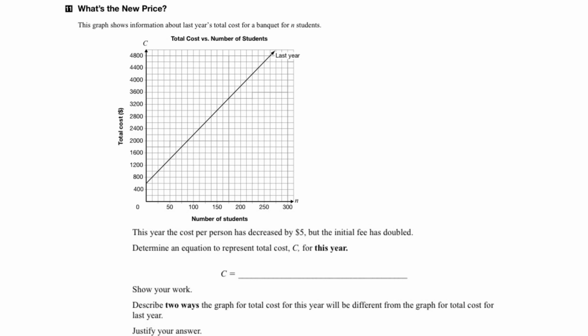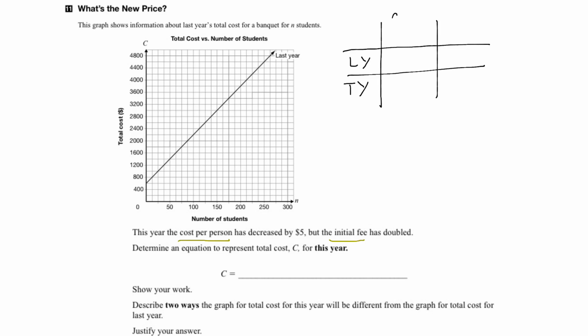Okay, well, the first thing we notice is the graph is linear, and it involves a rate, which is a cost per person, and it also involves an initial fee. So let's set up a table here that looks at last year versus this year and compares the cost per person, which is our rate, and the initial fee.